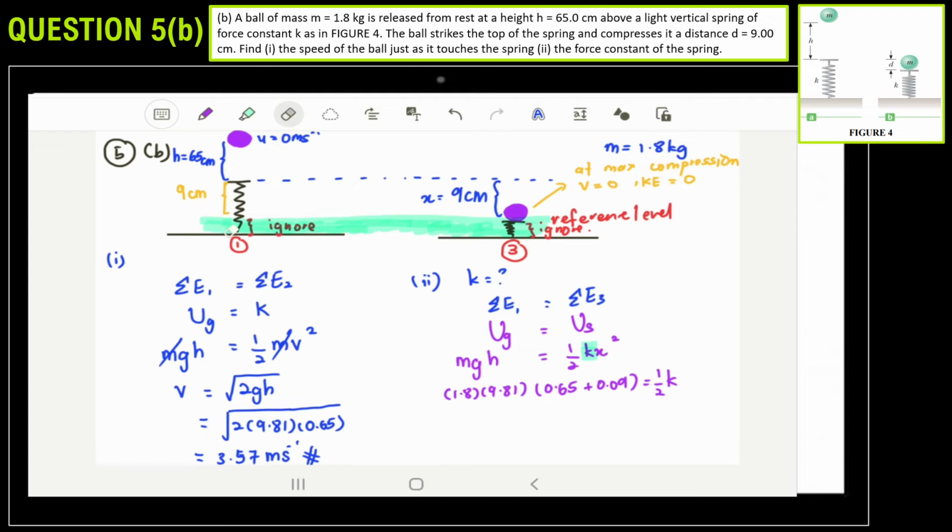Awalnya tinggi dia macam ini tadi, and then bila dia compress, so the amount of compression is the initial length minus the final length, so it's equal to 9 cm. Okay, itu telah diberi dalam soalan. Okay, so k times 0.09 squared. Therefore, you can calculate your k, where k is equal to 3226.4 Newton per meter. Okay, so this is the answer.